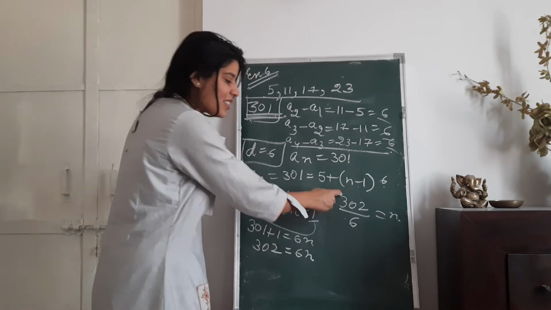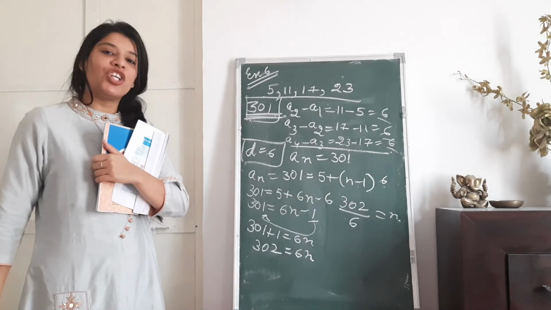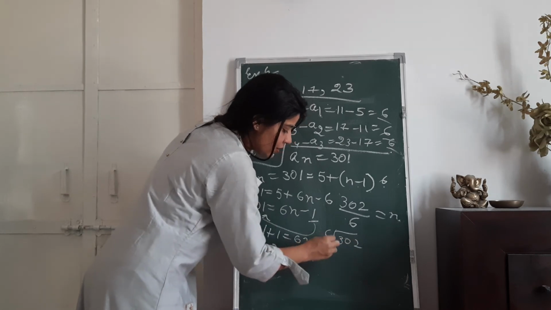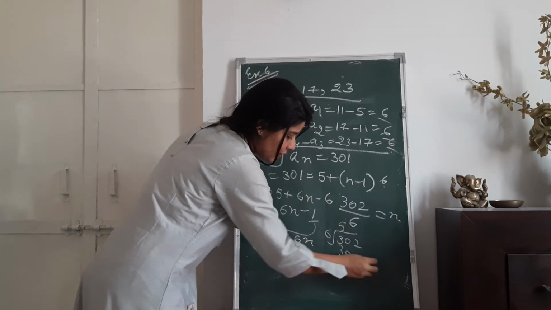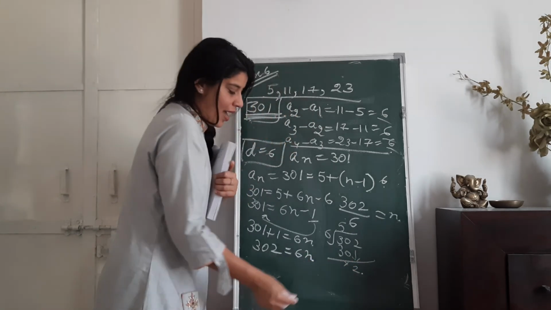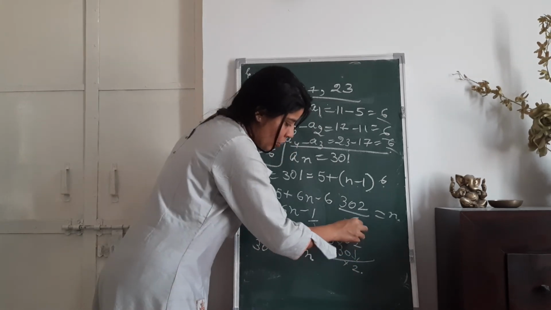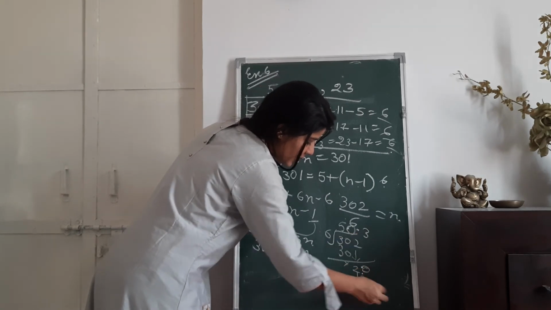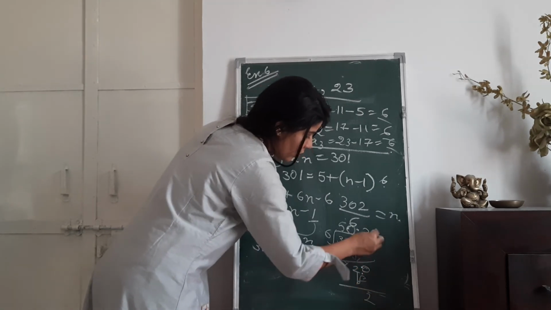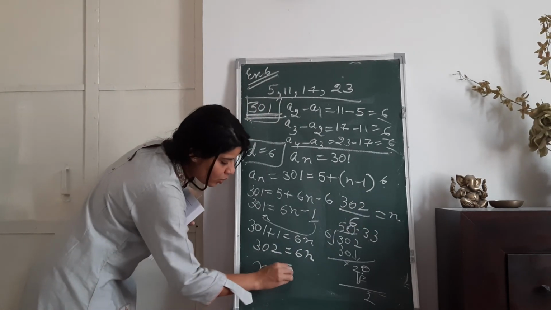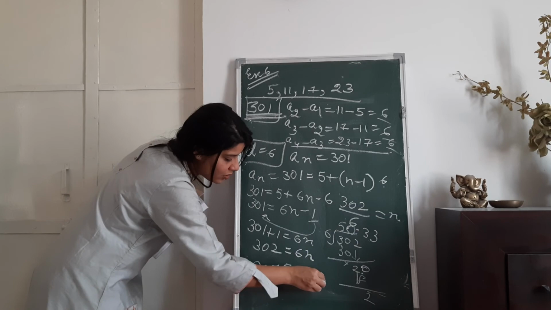Now, is this divisible by this number? No. You can clearly see 302, 6 5s are 30, cancel, and you have 2 remaining here. So if you continue, it will be 50.33. n is equal to approximately 50.33.